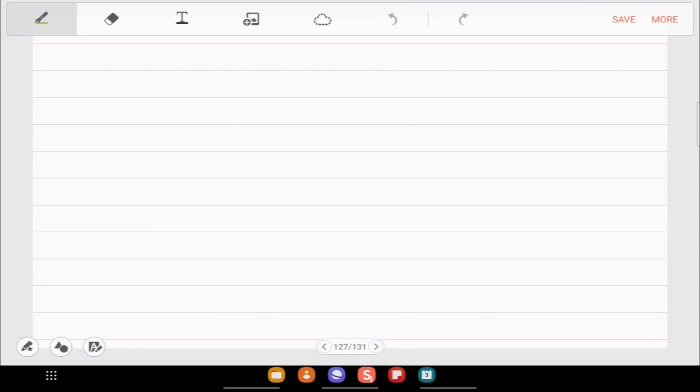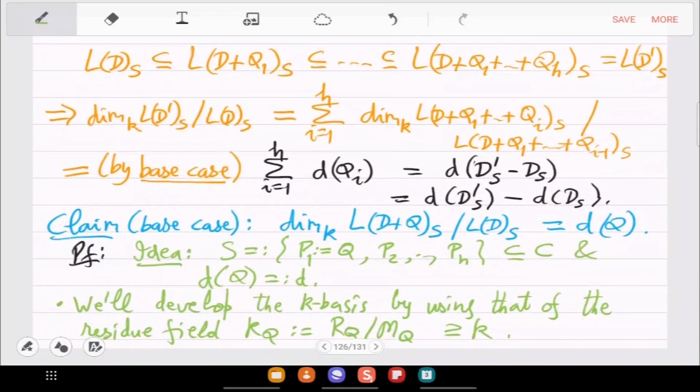So what's that set S again? Can you repeat? Taken as a set to be Q, P2 to Pn. Oh yeah, sorry. This S is just, in the claim, a finite subset of points. Okay, so this contains Q. Yeah, and it has to contain Q because that was in the theorem.